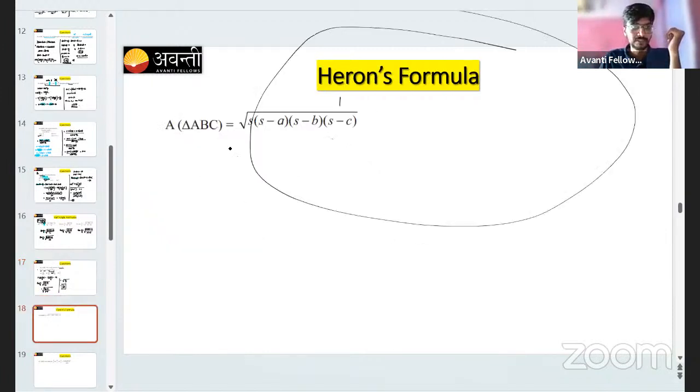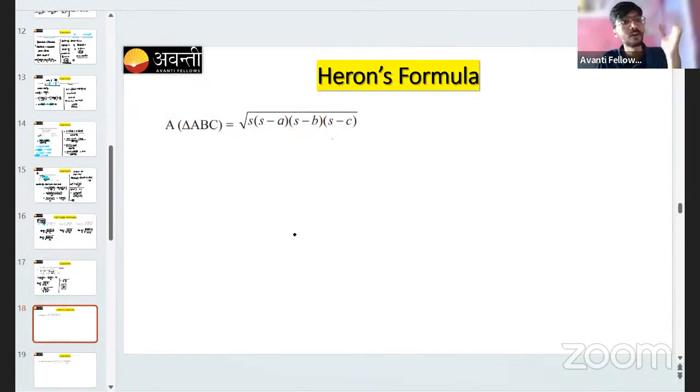What is the next question here? Here, Heron's formula. What does Heron's formula mean? Heron's formula basically gives us the area of a triangle.